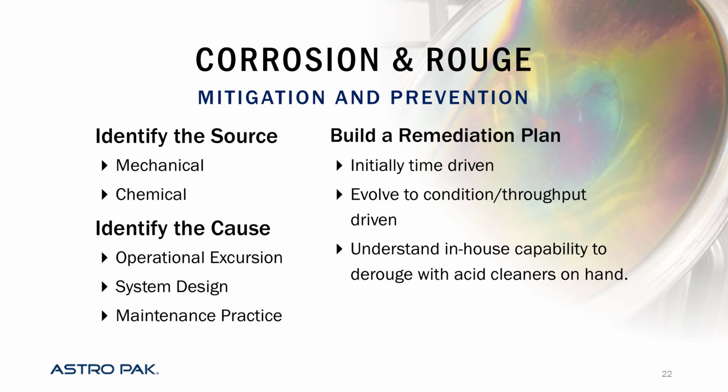I'll go quickly through here, just setting up a mitigation plan in-house, so you don't need to call a company like AstroPac to come and derouge. It first starts with identifying the source. So I broke it down to, is it mechanical or is it chemical damage? Ultimately, rouge has to be generated from a corrosion reaction, so it's always going to have some sort of chemical factor, but the contributing factor, the predominant force, may be mechanical.